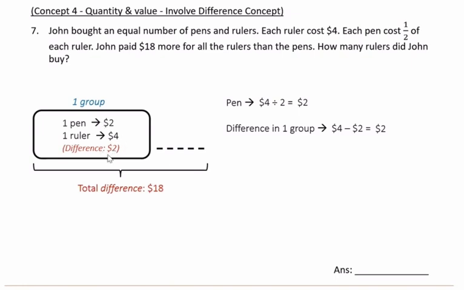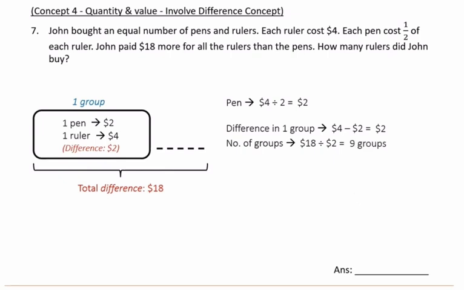So since one group is a difference of $2, how many groups will give you a difference of $18? So we are going to divide. When we find the number of groups, always remember to divide. Okay, some of you still will multiply. It's not multiply, it's divide. So you take 18 divided by 2, because the total difference is 18, so you divide by one group's difference, $2. 9. Yeah, the number of groups is 9.